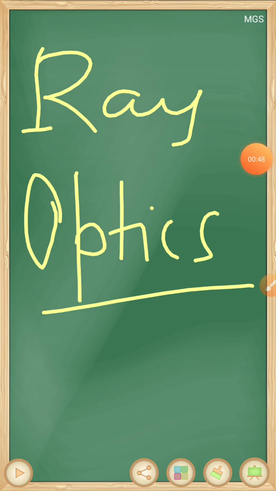In this chapter, we will have to recapitulate all the topics which we have studied in our earlier classes, like reflection and refraction of light. A lot of things we have studied in class 7, class 8 and class 10.